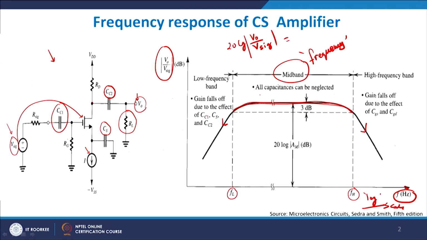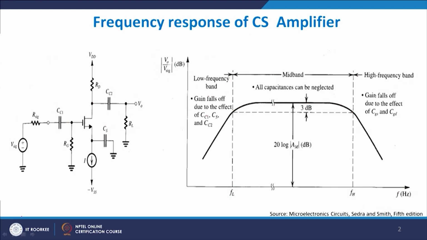This is the mid band, this is the low frequency band, and this is the high frequency band, right. And a time might come, at such a large frequency, that your gain will be absolutely equal to 0. So, let us see why this happens, or why you actually see a drop in the gain at very low frequencies and at very high frequencies.